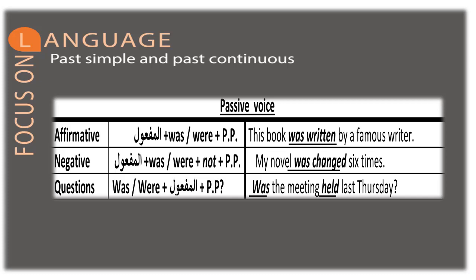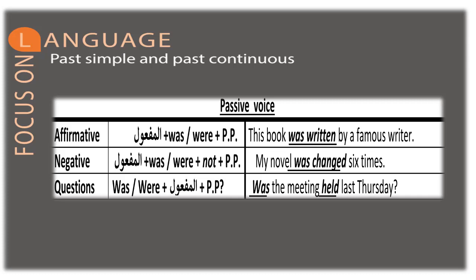For example, this book was written by a famous writer. يعني تم أو هذا الكتاب كتب أو ألف بواسطة كاتب مشهور. In negative use object plus was or were plus not. يعني wasn't or weren't plus past participle. For example, my novel was changed 6 times. يعني قصتي تغيرت 6 مرات.